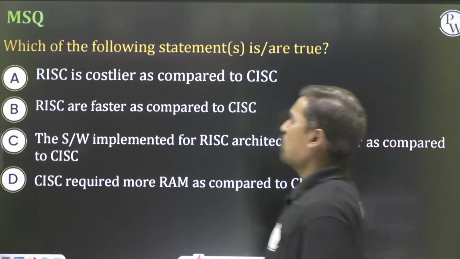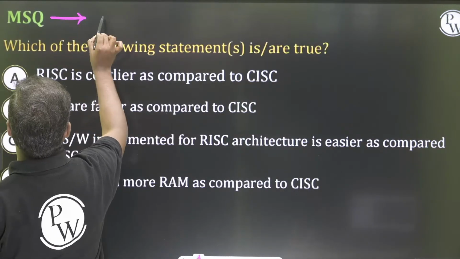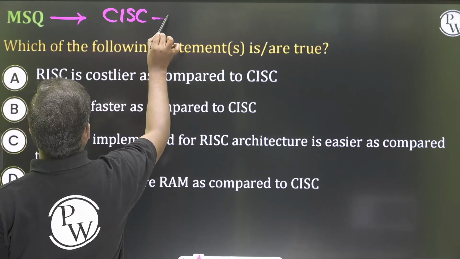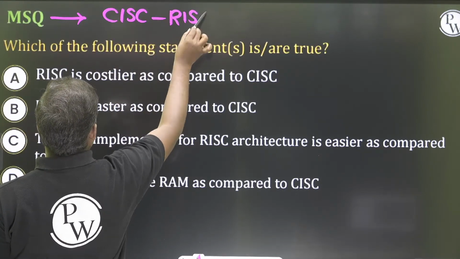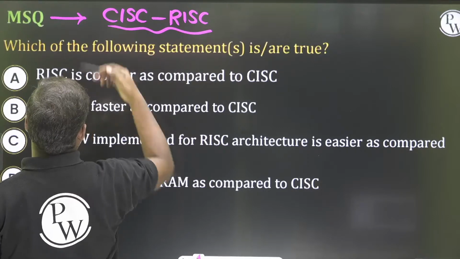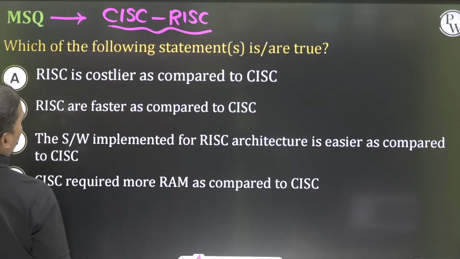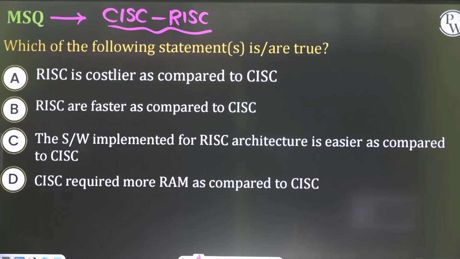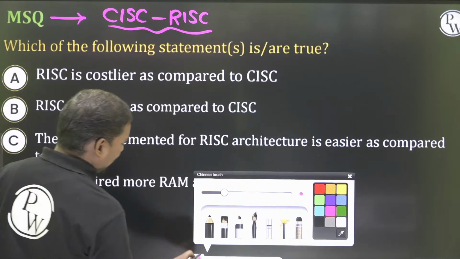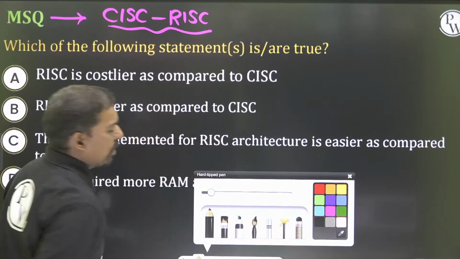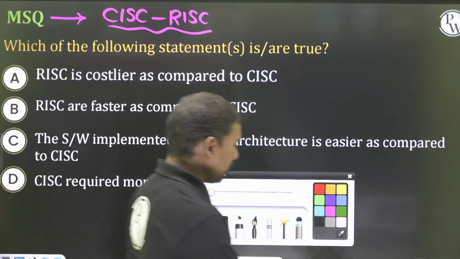Yeah, this is a simple MSQ. This is CISC and RISC. Actually, it is not a topic as such, but basics of computer organization. Which of the following statements is or are true? RISC is costlier. I think all of you know about RISC. What is RISC? Everybody knows, right? What is RISC?